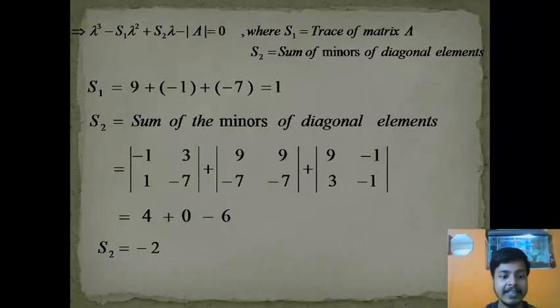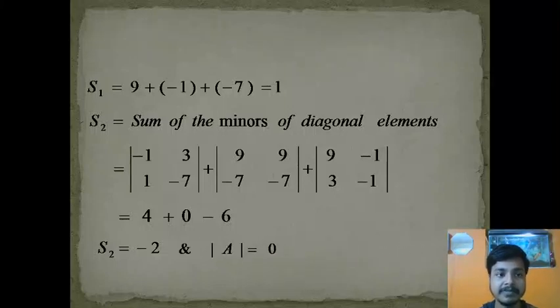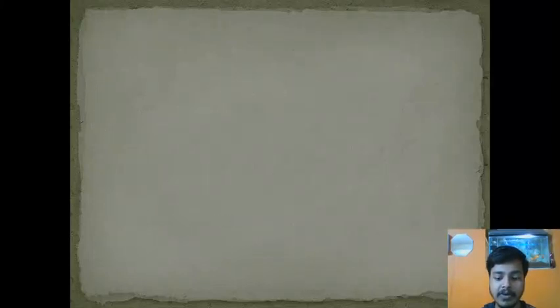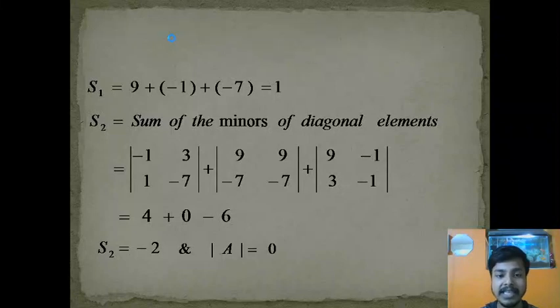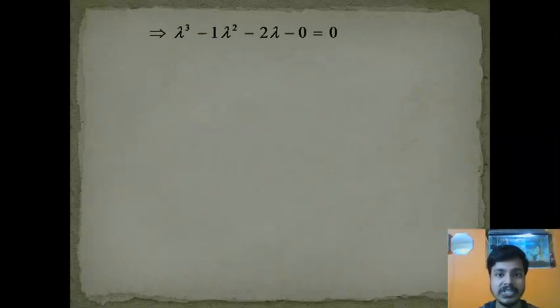Okay, and so we have found out S1, we have found out S2, and now you can find out the determinant with the help of the trick that I have already told you in the previous video lectures, or you can make use of a calculator to get the value. So the determinant comes out to be 0. Now substituting all these values of S1, S2 and the determinant in this equation, we will get a new equation, this one.